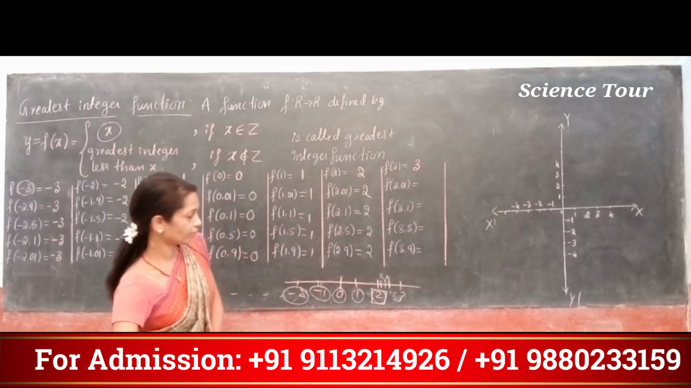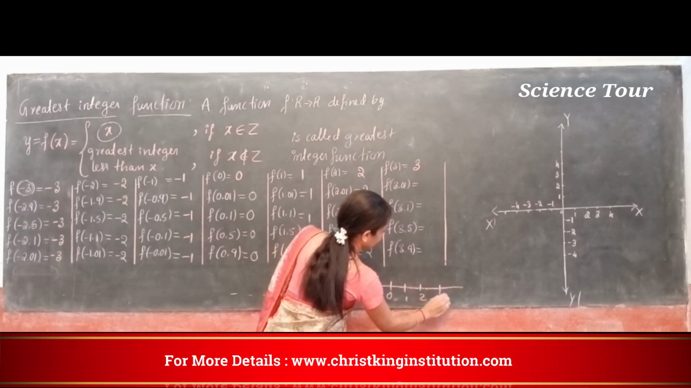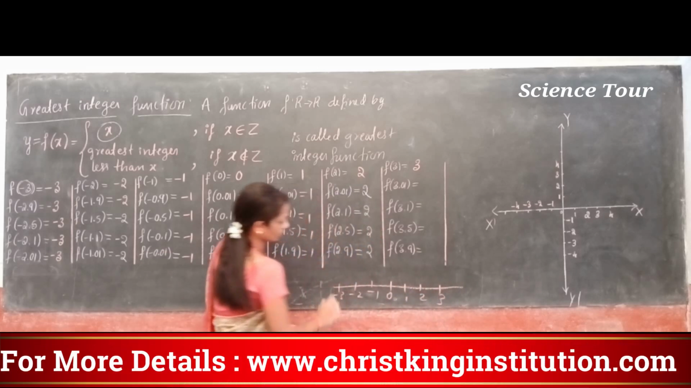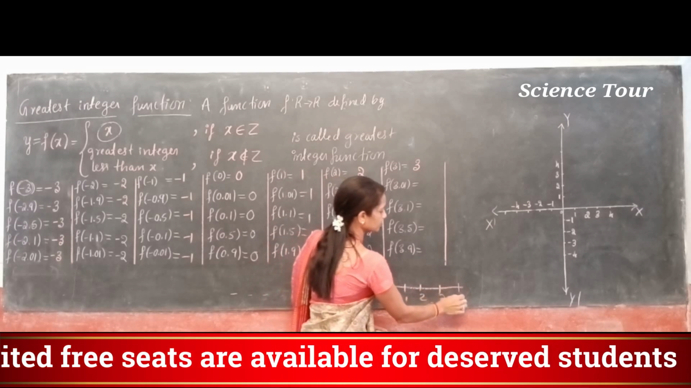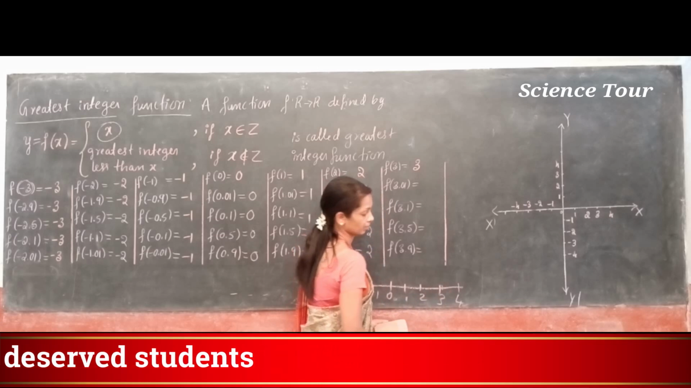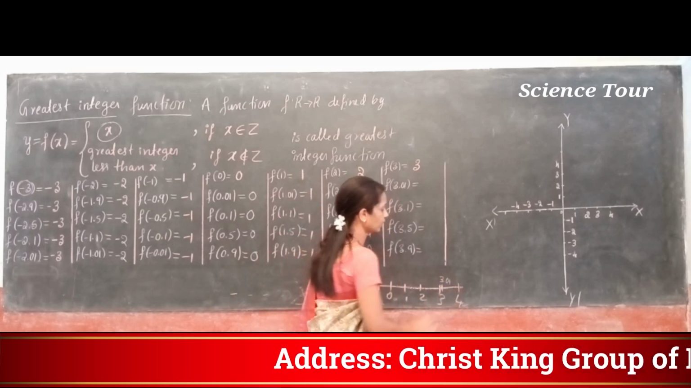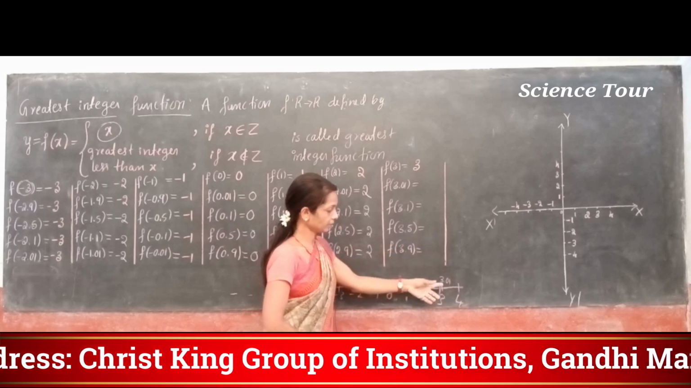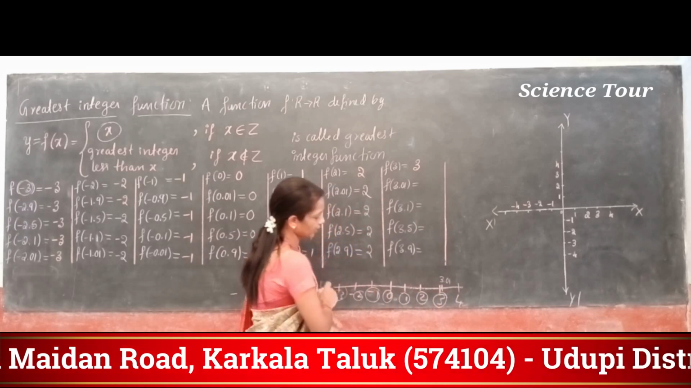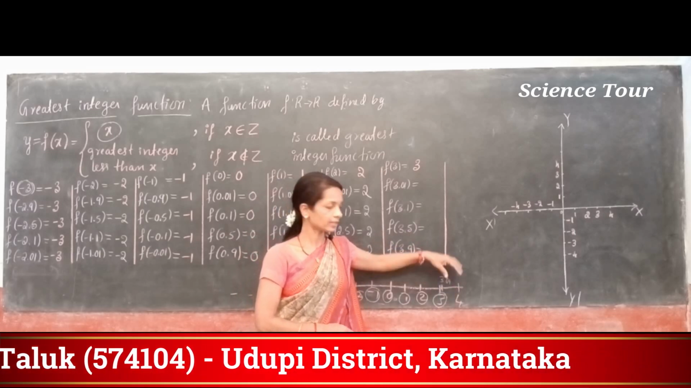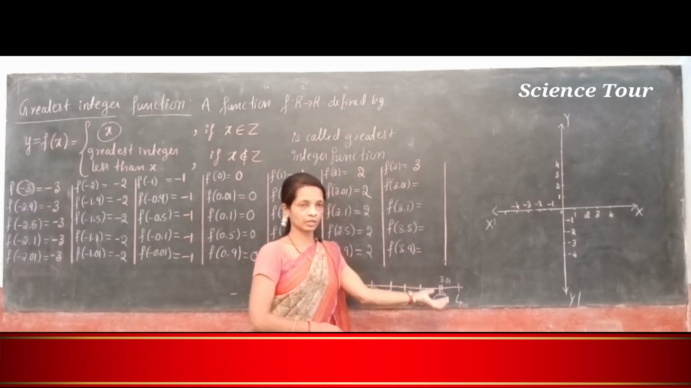Next, f of 3. F of 3, that we wrote already. What is f of 3.01? 3.01 comes somewhere here. For that, which integers are less than that? They are 3, 2, 1, 0, minus 1, minus 2, minus 3, etc. You have to see the integers which are less than the real number you have taken, and after that see which is the greatest one. The greatest one is 3.